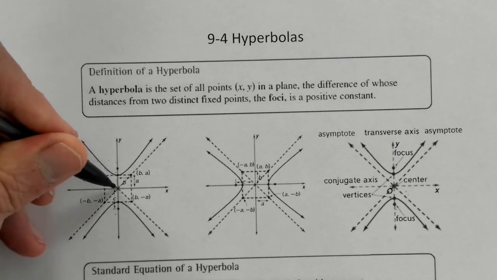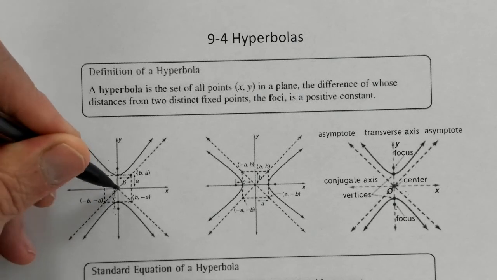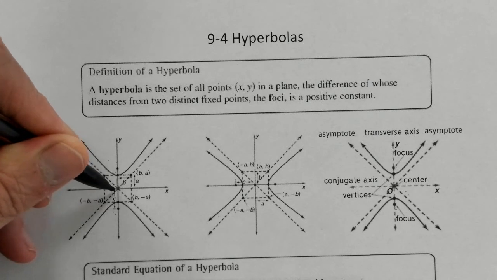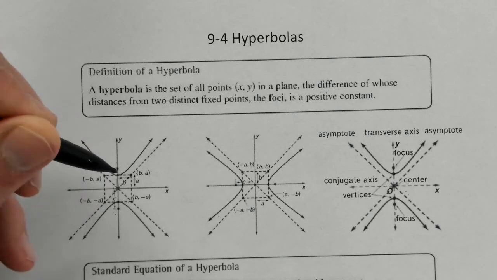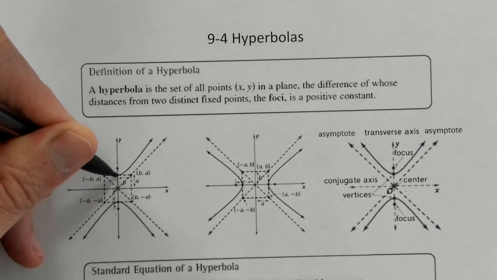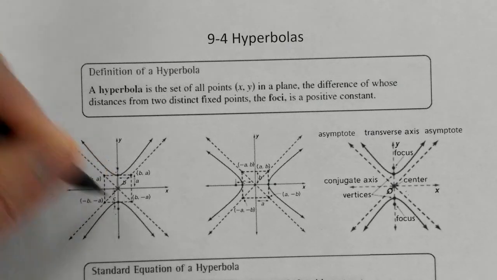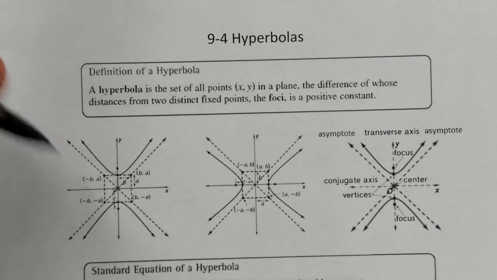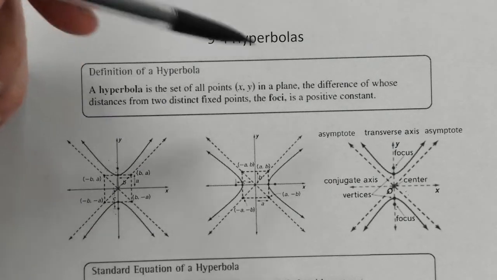And the distance of C is going to be the distance from this center out to the focus. Okay, so A, center to vertex; C, center to focus; and then B is going to be from here out to this corner point that's formed by this square of the asymptotes. All right.